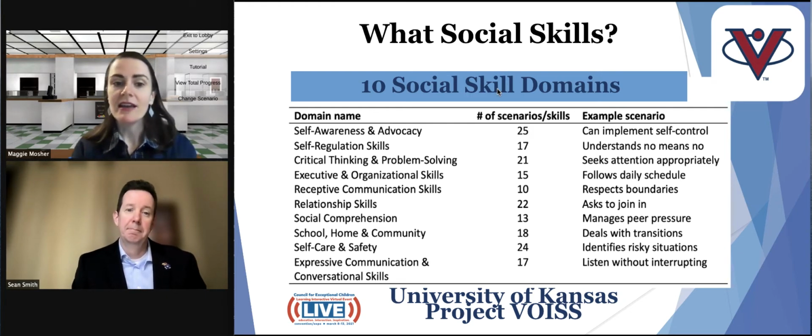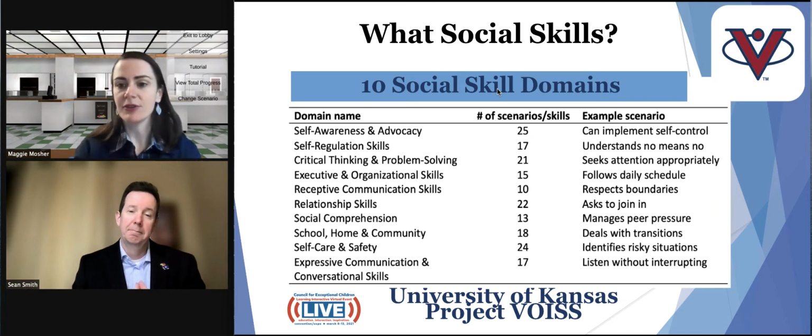School, home, and community tended to be mostly things that would happen with adults, and citizenship skills. And then self-care and safety had a lot to do with risky situations and what to do in fire drills and different situations that come up. So that's kind of our 10 domains in a nutshell.